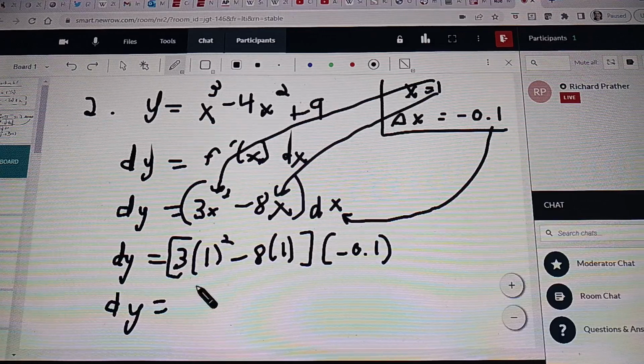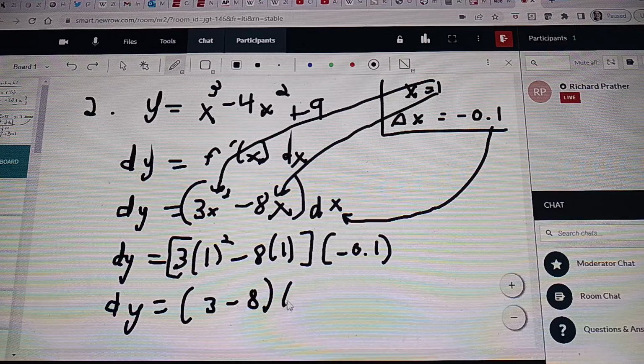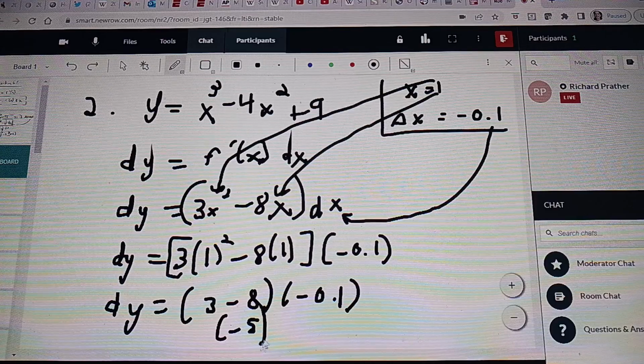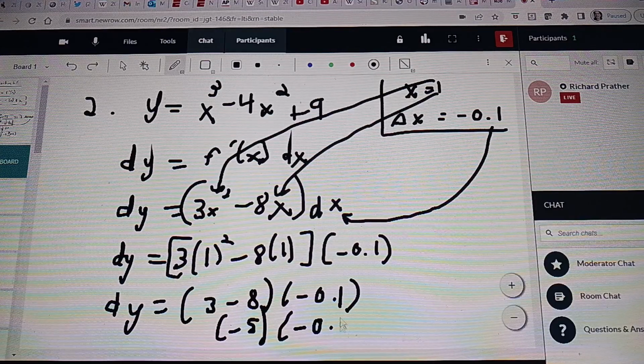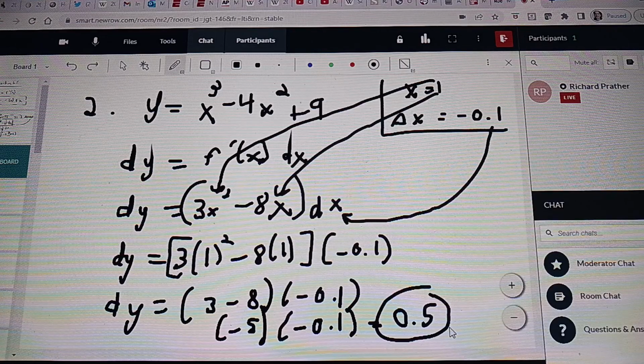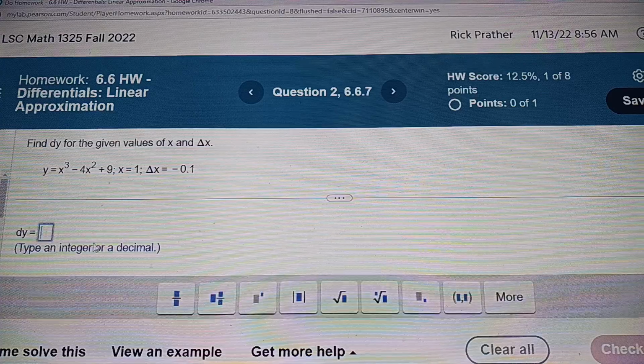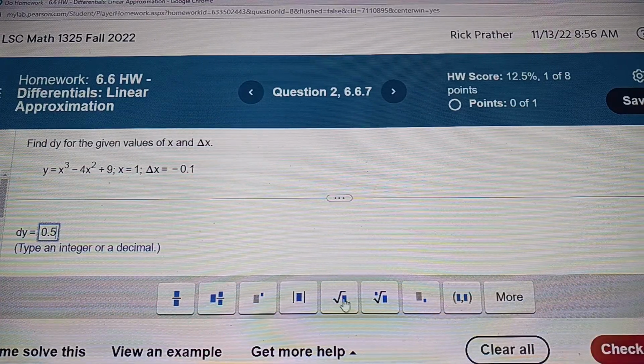So 1 squared is 1, times 3 is 3, 8 times 1 is 8. That's negative 5 times negative 0.1, positive 0.5. So the y will increase by a half unit if the x decreases by 1/10. Type an integer or a decimal. This time it did come out as a decimal.